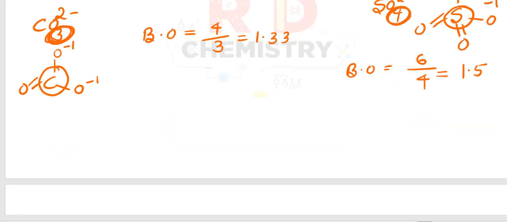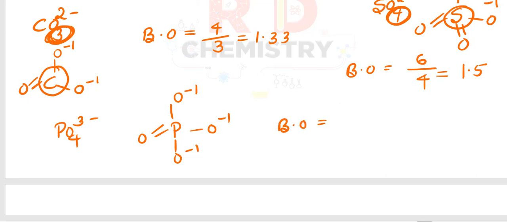So let's take the example of phosphate, PO4 3 minus. Phosphorus is the central atom. So oxygens are number 1, 2, 3 and 4. Charges are -3, so -1, -1, -1 and the other oxygen will have the double bond. So bond order is equal to the number of bonds around the phosphorus. Altogether how many are there? 5 are there. Divided by how many resonating structures are possible? 4 are possible. So divided by 4, which is equal to 1.25, right?